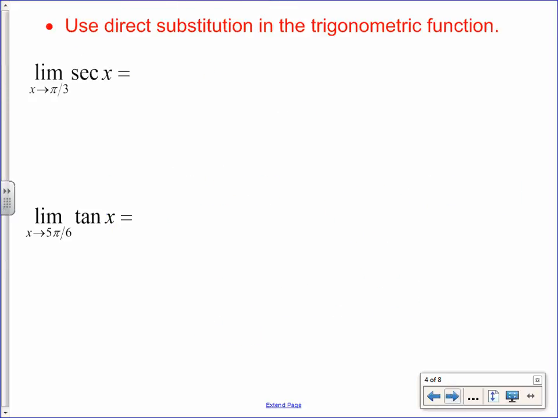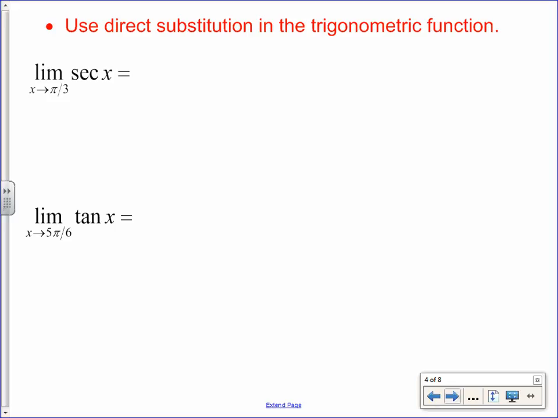First of all, if you have a trigonometric limit where the function is purely trigonometric, you can use direct substitution as long as it's not an undefined value. Tangent, cotangent, secant, and cosecant have vertical asymptotes. Obviously, we're not going to have a limit where we have a vertical asymptote. We would say that doesn't exist. But otherwise, we can just use direct substitution.